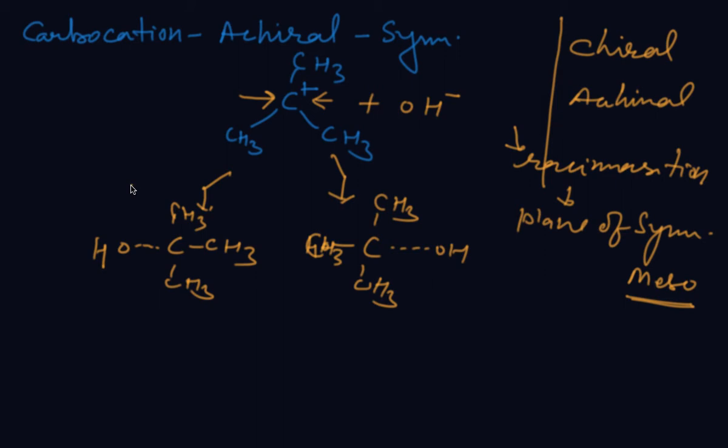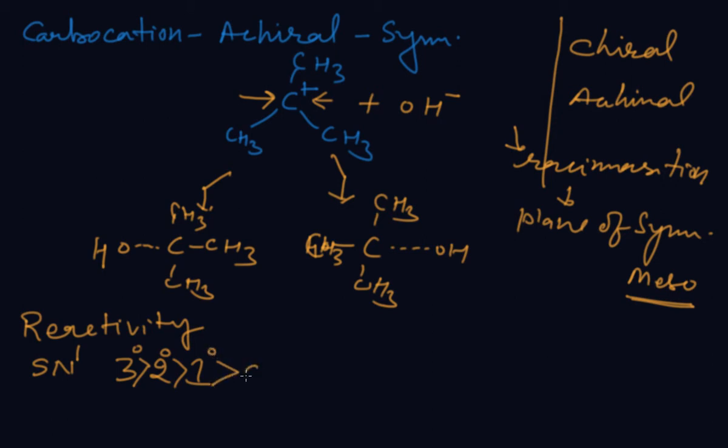Now one more question is that reactivity order. Reactivity order, which I told you that in SN1, the reactivity order is 3 to 1. It means that the tertiary carbocation is highly stable and more reactive than 2 degree. The secondary carbocation is more stable than the primary carbocation, and the primary is also stable and greater than methyl.